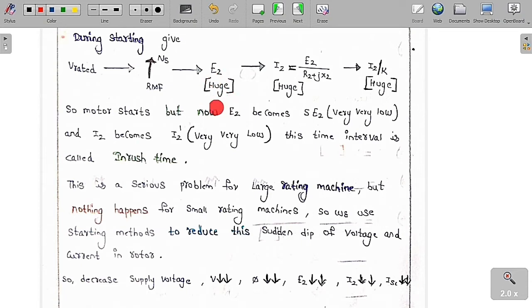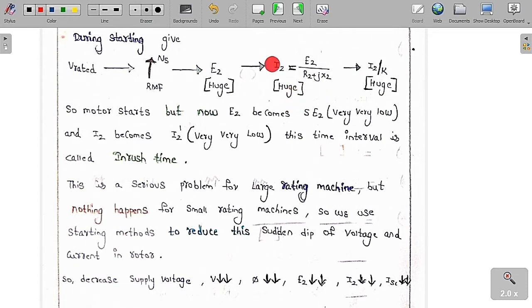It's a very huge value during the starting process. So what is the value of current? I2 is equal to E2 by R2 plus jX2. As I already told you, at the starting condition, NR is equal to 0. NR equal to 0 means slip is equal to 1. So S is equal to 1.